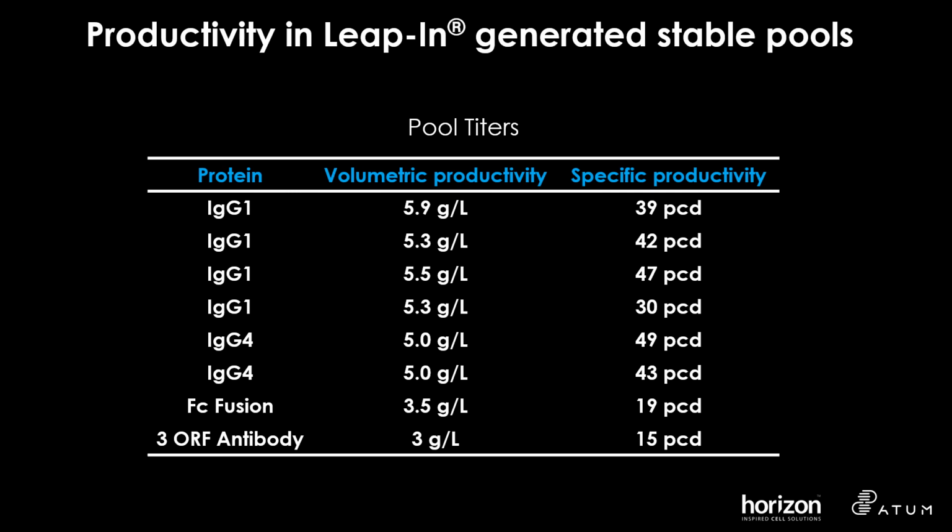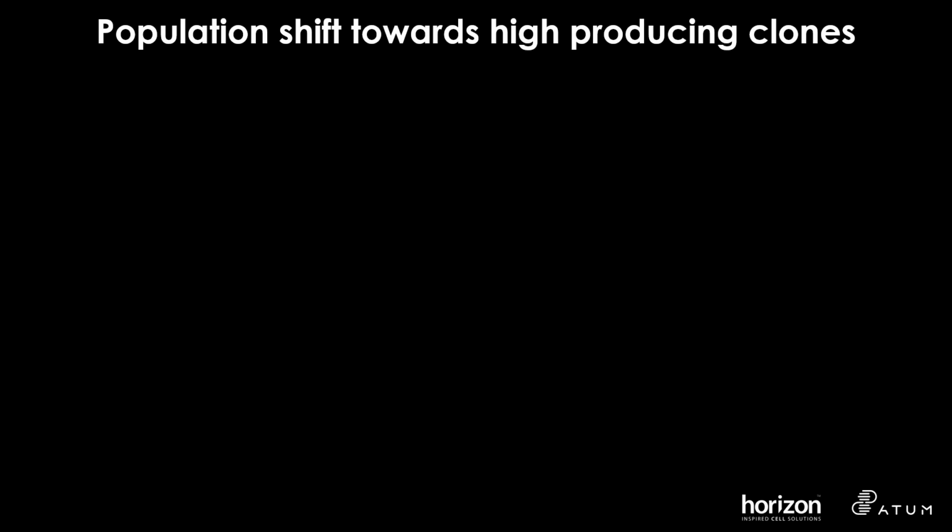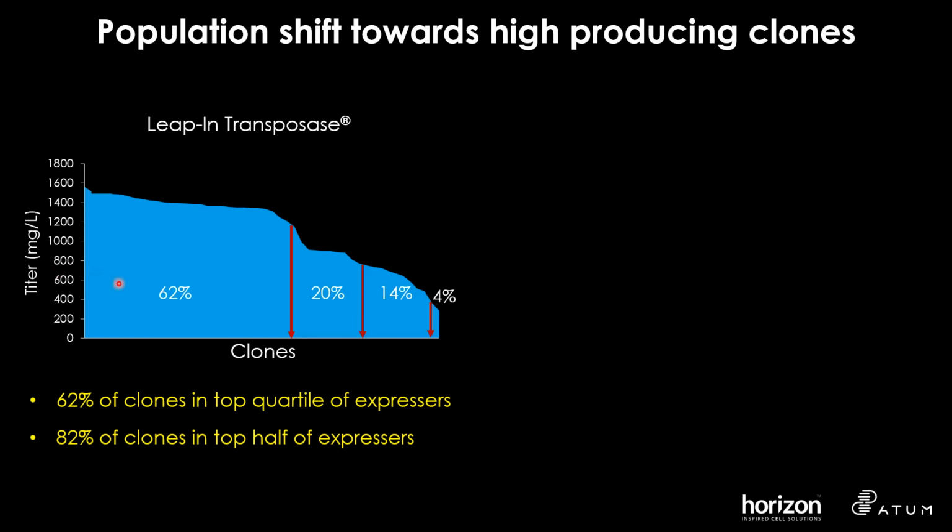So what is it that's so unique about these pools that allow us to achieve such high titers and such unique product quality attributes? And the reason is that the population of the clones within these pools is very uniform and in fact shifted towards high-producing clones. In this example, if we analyze clones derived from a pool, we can see that 62% of them are in fact in the top quartile of expression, with 82% in the top half of expressors.